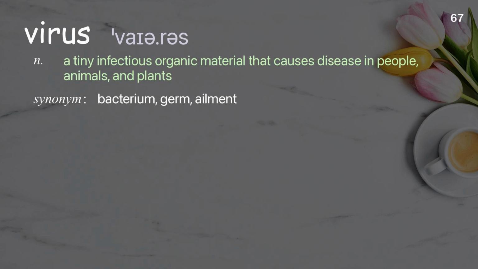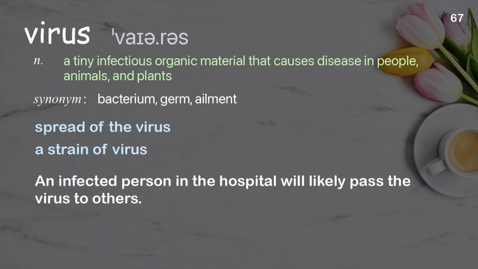Virus. A tiny infectious organic material that causes disease in people, animals, and plants. Examples: spread of the virus. A strain of virus. An infected person in the hospital will likely pass the virus to others.